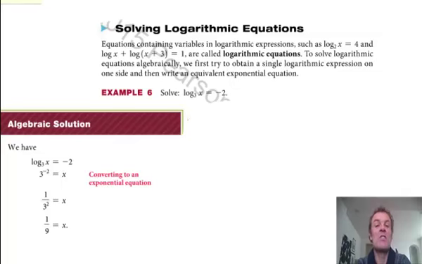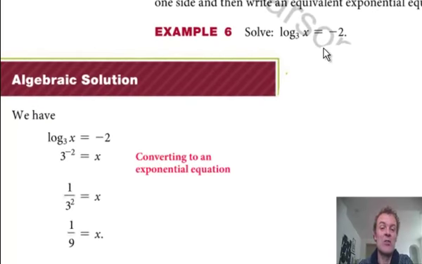Okay, so this time we're solving logarithmic equations, not exponential equations. Okay, let's have a look. Now think about all the rules you've been learning about log properties. Okay, log to the base 3 of x equals -2.